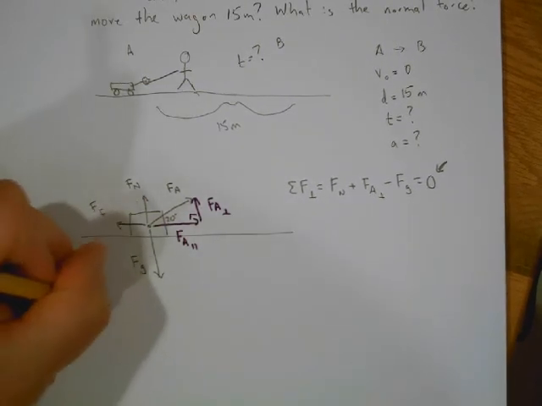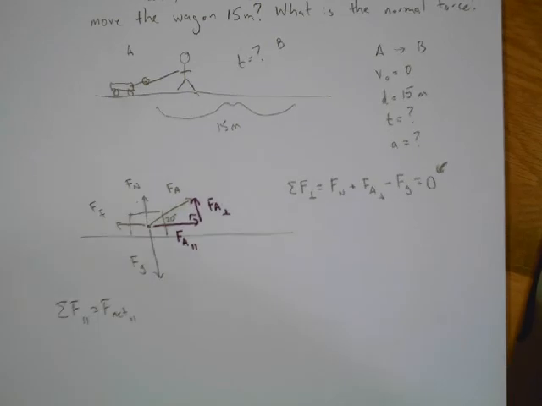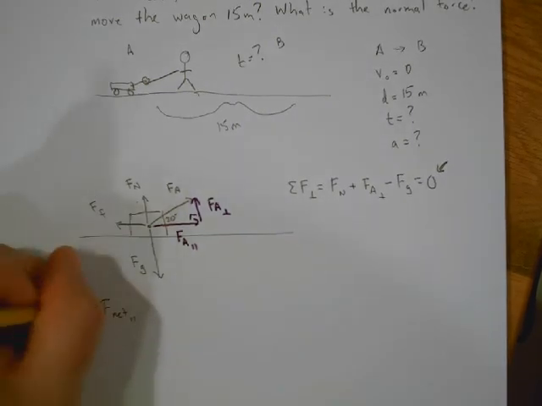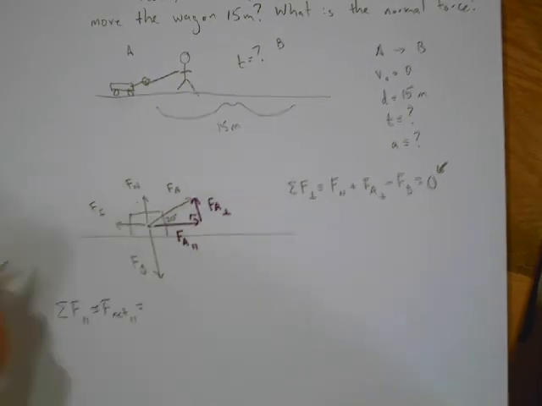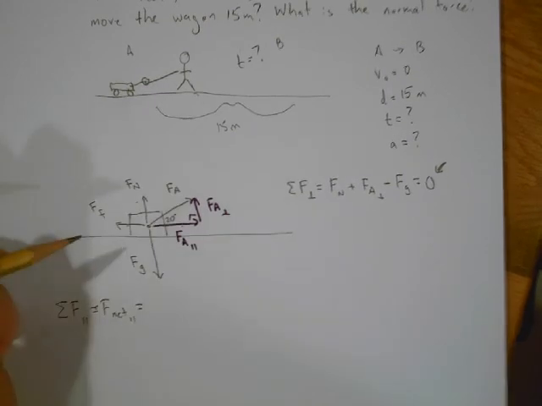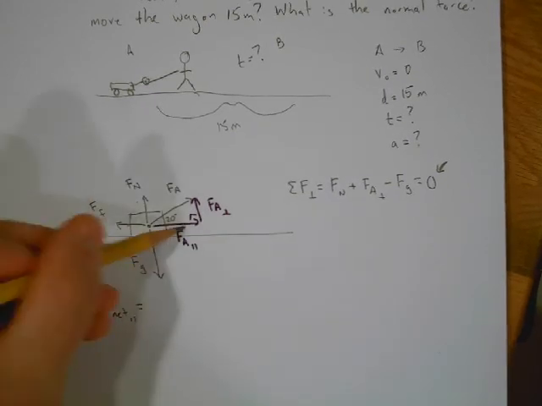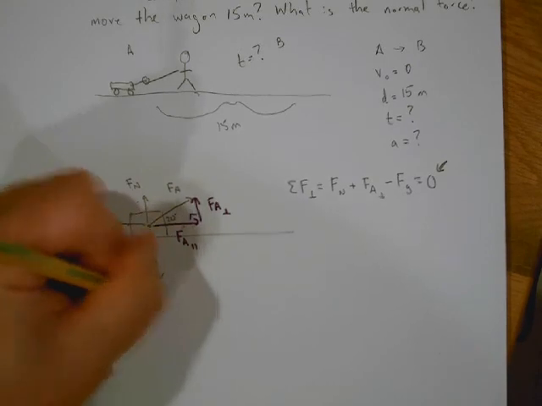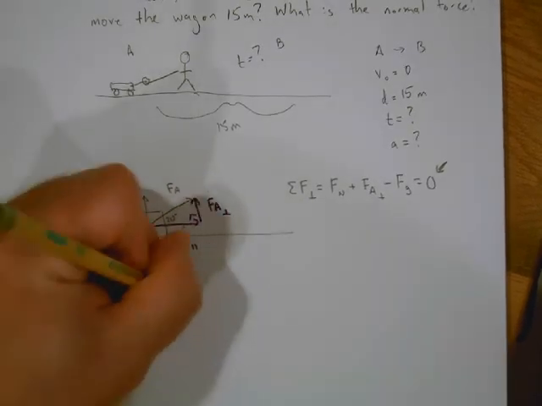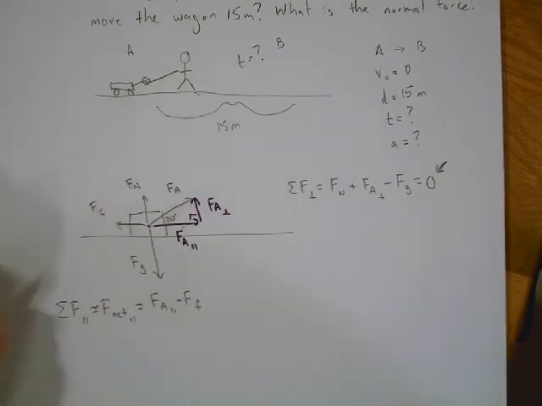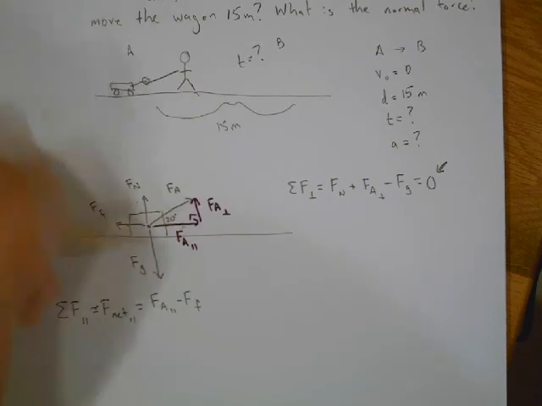This would be all the forces parallel. Sometimes we'll write it this way, both the same difference. But what forces are parallel? Well, this one and this one are parallel. Which one is bigger? This one. Which way is it going to accelerate? To the right. So if I write my equation, it has to be FA parallel minus Ff.